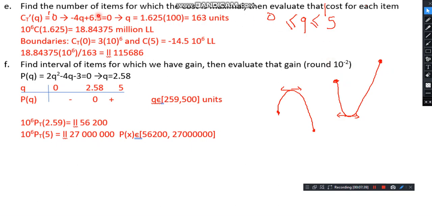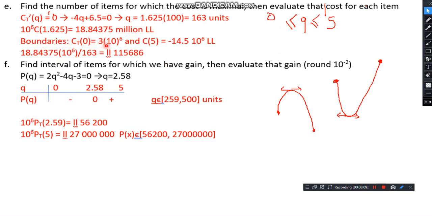So here, since I don't have a table of variation, I take the derivative of the cost. This is the derivative of the cost. Equated to 0, you're going to get 1.625. Since Q is in hundreds, it is 163 units. And I want to find its value. So in millions, you replace it in the cost given before in the sheet, and it is 18.84375 million.